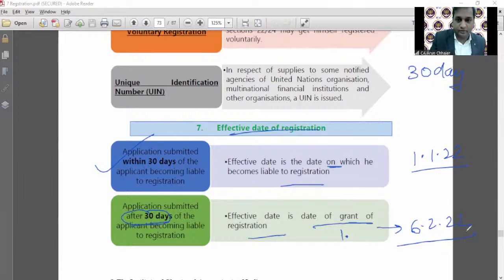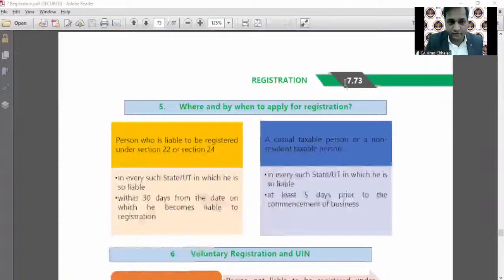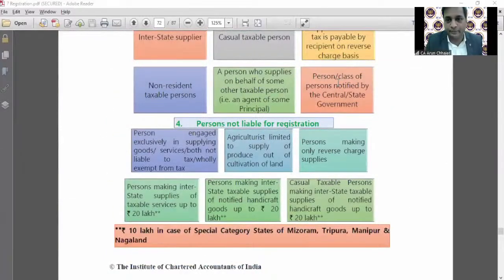Sorry, I have left a certain point of section 23. Let me touch upon that first. A person engaged exclusively in... second, an agriculturist limited to the supply of produce out of the cultivation of land. If an agriculturist is making the supply out of the cultivation of land, then even though turnover exceeds the threshold limit, he is not required to take registration.